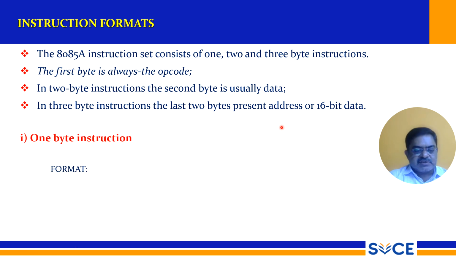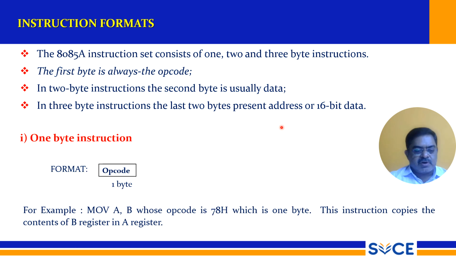And the 1 byte instruction, this is the format: one byte, only opcode. So MOV A,B is 1 byte, whose opcode is 78H. This instruction copies the contents of the B register into the A register.